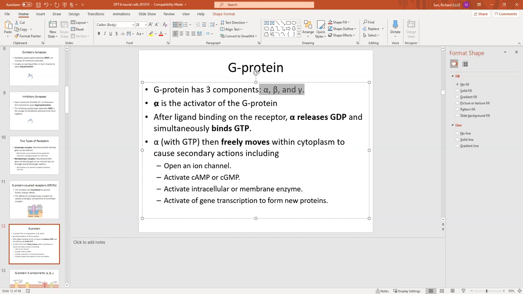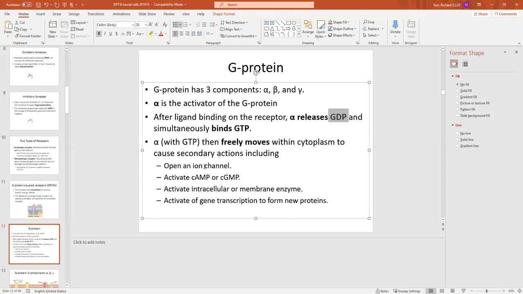The effect is that once the neurotransmitter binds on it, the alpha will bind on GTP to become activated. So alpha with GTP is the one that is activated. Alpha with GTP moves to the cytosol and causes a lot of effects. Alpha with GDP is the one that's not activated. So once they finish the work, they will release the GTP and bind with GDP, and everything returns to normal. So that's that.